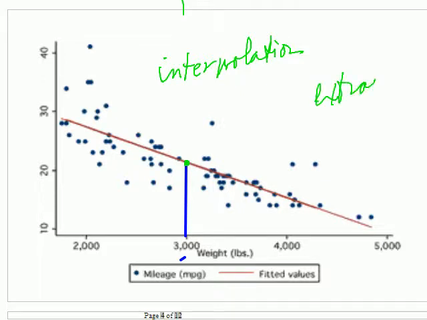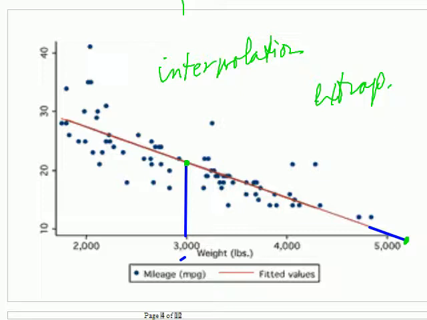Extrapolation. Extrapolation means a prediction beyond, outside of the domain of your x-axis, trying to predict a value out here. That's not always so good, and that has to be done with great care. But that's something you can do with a line.